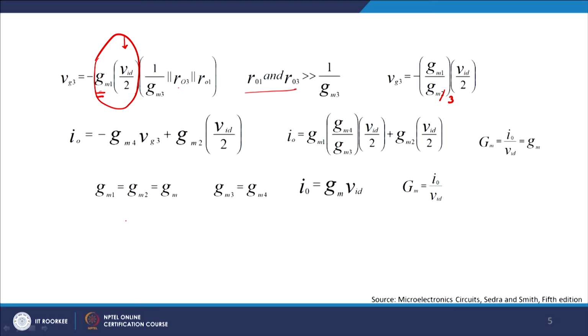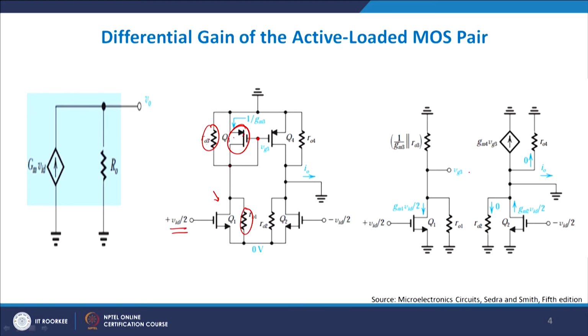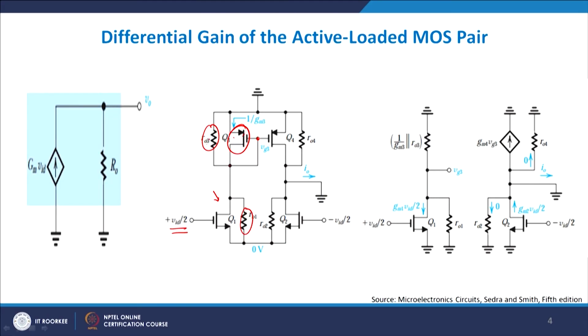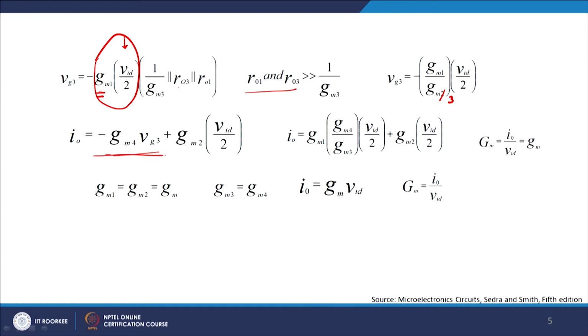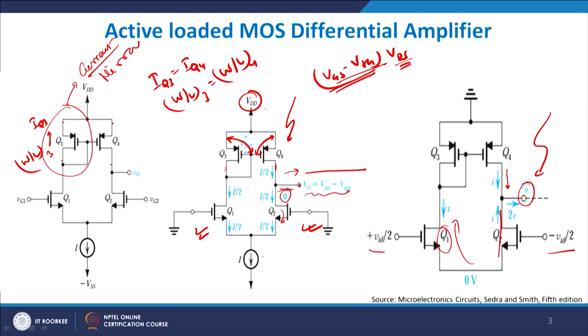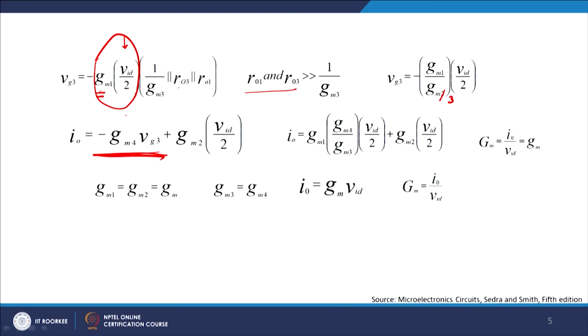Now I0 is the output current, right. Output current is, if you look very closely, gm4 into VG3. Why? The VG3 is the same voltage you are applying onto the 4th transistor Q4, right. So VG3 multiplied by gm4 is one component of the current, and another component of the current is coming from this transistor, gm2 multiplied by VID by 2. So one current component is coming from here, another is this one. This one is gm multiplied by VID by 2, and this one is basically your gm4 into VG3, with a negative sign, right.